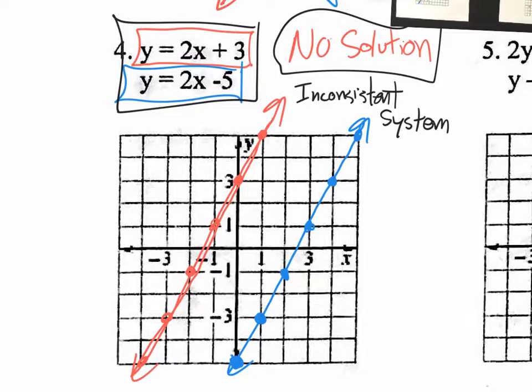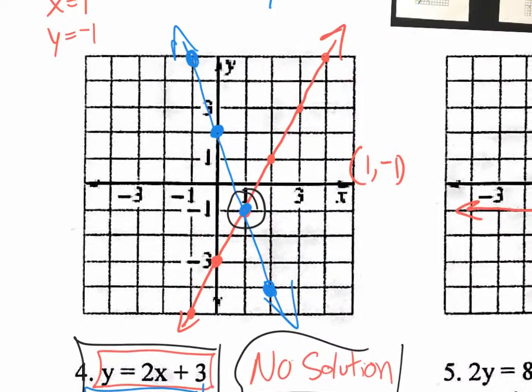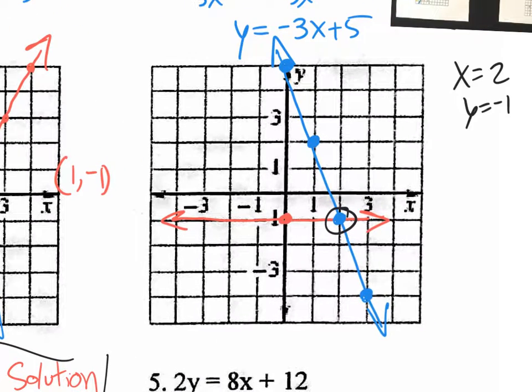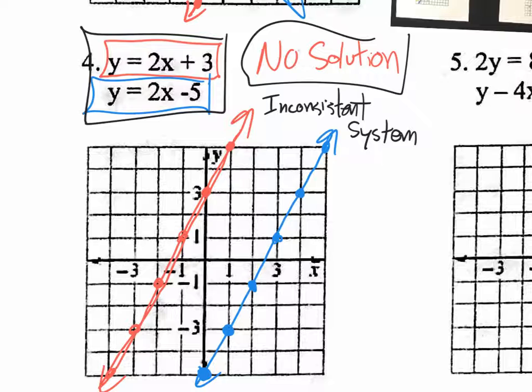Okay? Let's go back to one that we already did. Up here, if I told you to classify it, you would say it's a consistent independent because there's only one answer. Same thing over here. It's a consistent independent because there's only one answer. Okay? But down here, the answer is that there is no answer, no solution. But if they asked us to classify it, that's where you would say inconsistent.